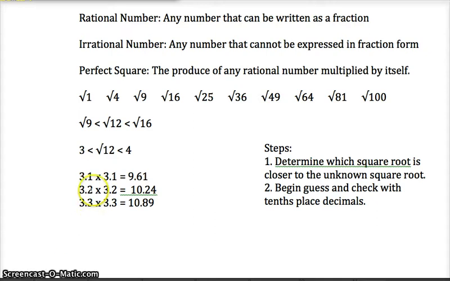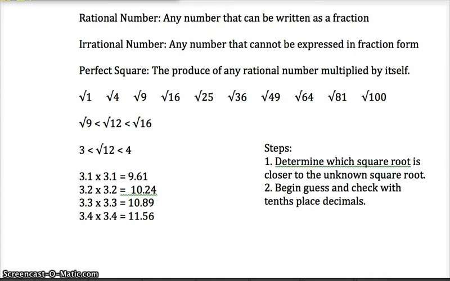So we've done 3.1, 3.2, and 3.3. The next one is 3.4 times 3.4. See what you get. You will get 11.56. All right, so this is actually very close to 12. Would you agree? 11.56. If you were going to round that, you would even round it to 12. So this is really close.